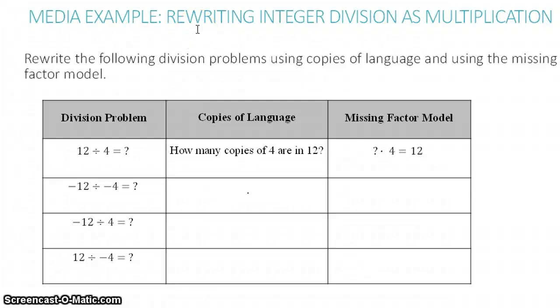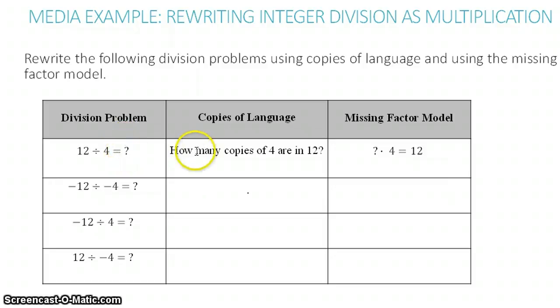In this example, we're going to rewrite integer division as multiplication. Rewrite the following division problems using copies of language and using the missing factor model. So here's an example. 12 divided by 4 equals some number ?, which is what we're looking for.